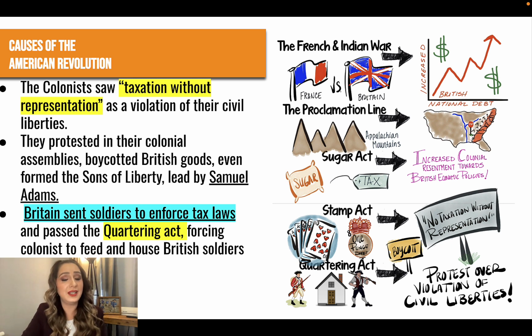They protested in their colonial assemblies. They boycotted British goods, even formed the Sons of Liberty that was led by Samuel Adams. And the Sons of Liberty was a group of men who would boycott the British goods, who would tar and feather tax collectors. Britain ended up sending soldiers to enforce these tax laws. They passed the Quartering Act, forcing the colonists to feed and house soldiers in their own homes. Obviously, this increased the tension between the British colonists and Parliament.